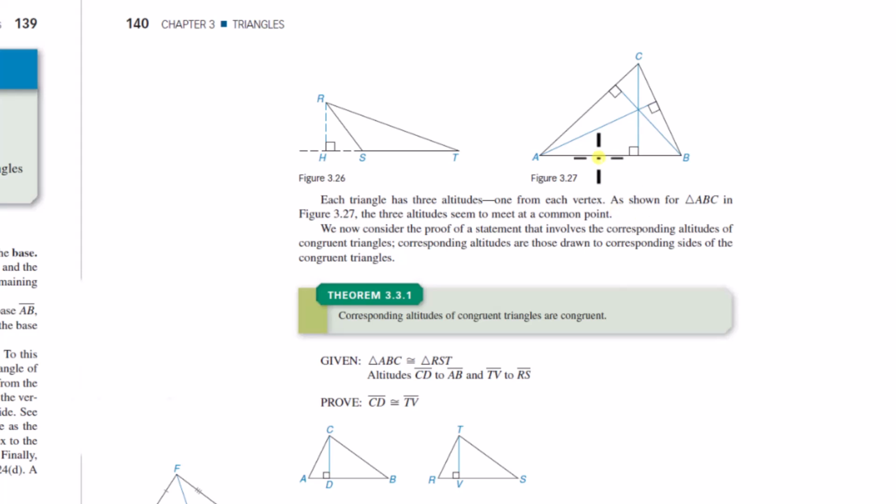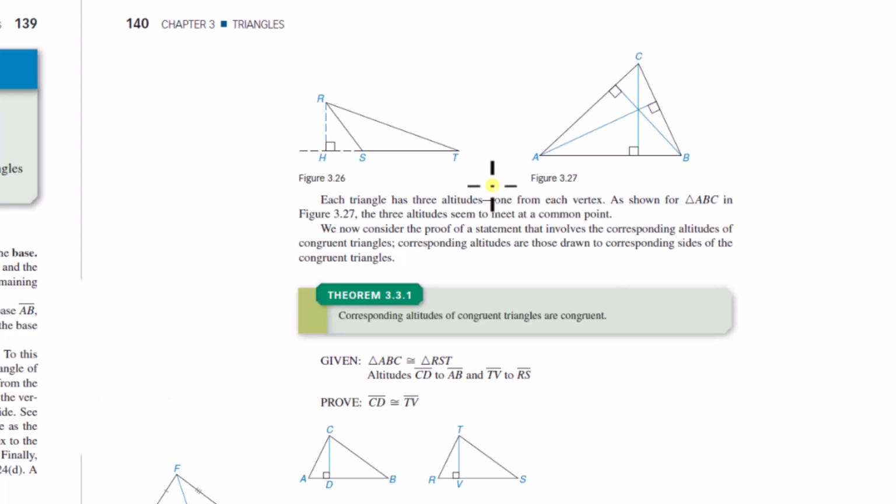We could have lines. Maybe one altitude comes here. Maybe another altitude comes here. Maybe the third altitude comes here, right? Yeah, they have to intersect, obviously, but they don't have to all intersect at one point. But in this case, it looks like they do. So I wonder if it's the case that no matter what the triangle is, in general, the altitudes are going to meet at a common point.